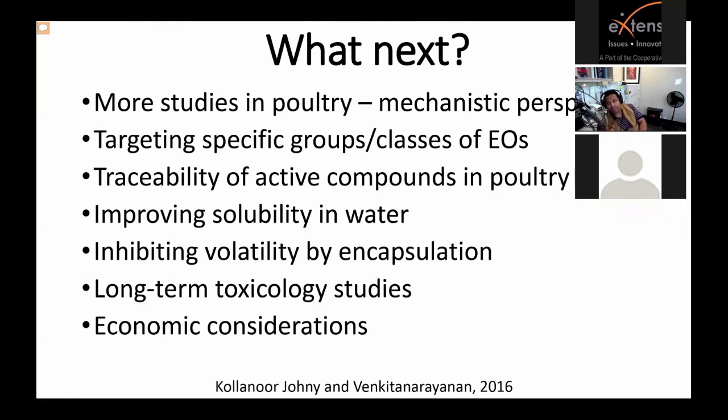But what we came up with was that we have to target specific groups, as I said, the terpenoids and the phenylpropenes. You have to classify them and study their potential from the mechanistic angle, to realistically understand what is happening at the mechanistic level. Now, the fourth and fifth points, improving the solubility and inhibiting the volatility, are things we are currently working on. We have tried different types of solubilizing agents and inhibitors to reduce the volatility of these compounds, and those are the sections we are currently researching. Long-term toxicology studies need to be done to determine what happens at the metabolic level. And obviously, some economic considerations need to be made before they're used in poultry.